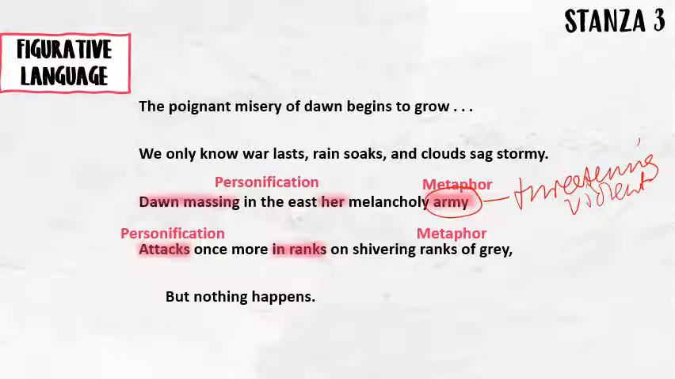Interestingly, what is dawn attacking? They are attacking the shivering ranks of grey. So when we stop and look at this, we realise that the shivering ranks of grey are the soldiers. So it seems like dawn's melancholy army, it's an interesting word choice, melancholy. You can see that's also personification. The melancholy army is mirroring the mood and the physical sensations of the soldiers.